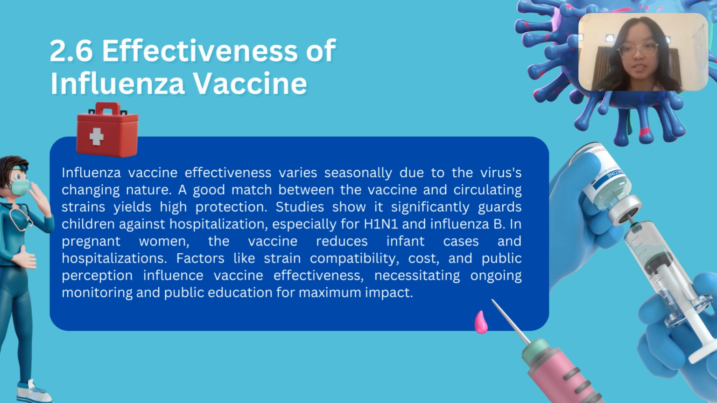A meta-analysis found that the influenza vaccine is significantly protective against hospitalization in children, particularly for H1N1 and influenza B strains. In pregnant women, the vaccine reduces lab-confirmed cases in infants and hospitalizations, emphasizing the importance of healthcare providers promoting vaccination. Overall, vaccine effectiveness is influenced by factors like strain compatibility, cost, and public perception, necessitating ongoing monitoring and public education to maximize vaccine impact.